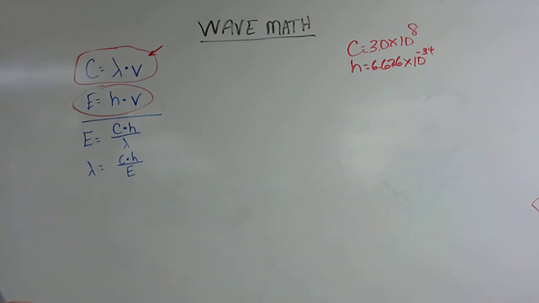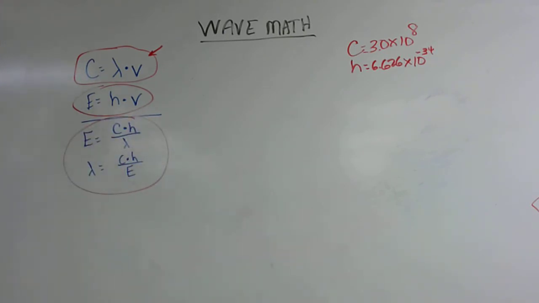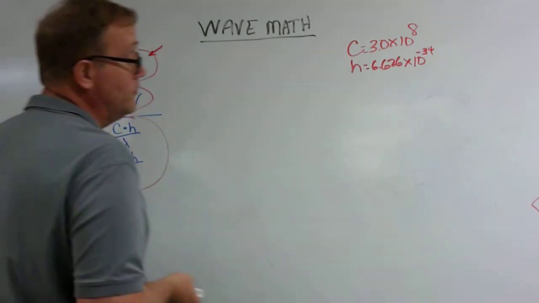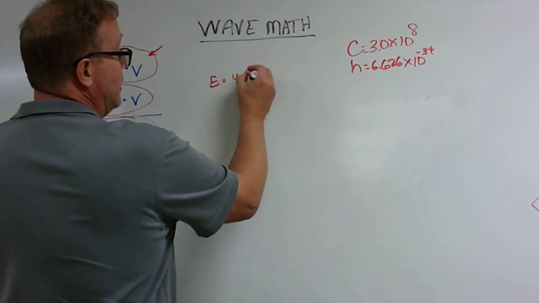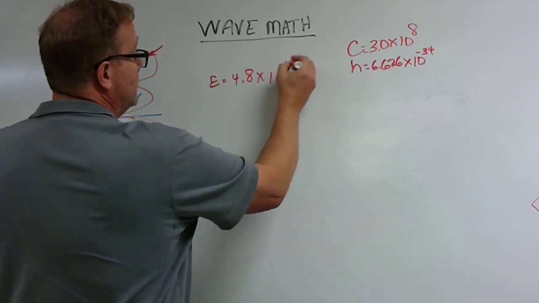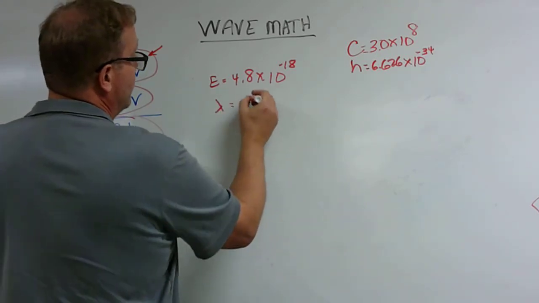So let's say I want to do these longer, more difficult ones. They're not really that more difficult. You're just using more variables. So let's say I want to use my energy, which is 4.8 times 10 to the negative 18, and I want to figure out my wavelength.